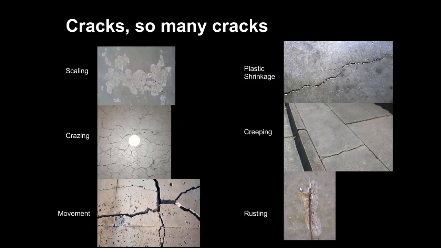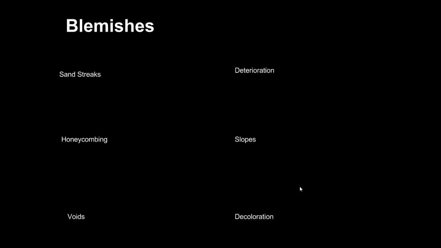Rusting can also happen when the steel bars begin to rust. The chemical reaction will actually burst through the concrete, not burst actually, but it will start breaking through the concrete and deteriorating it. Blemishes are another kind of problem on concrete. It's not as obvious as a crack or as problematic, but it's kind of ugly.